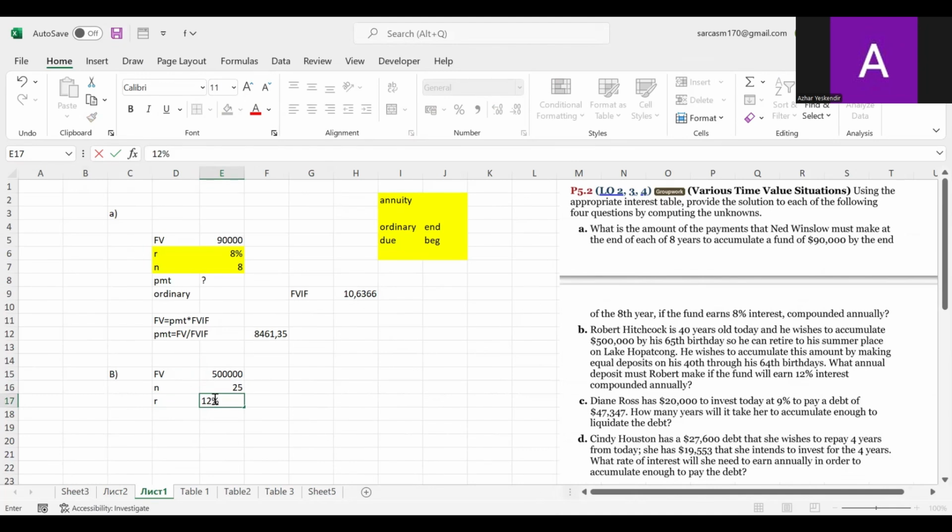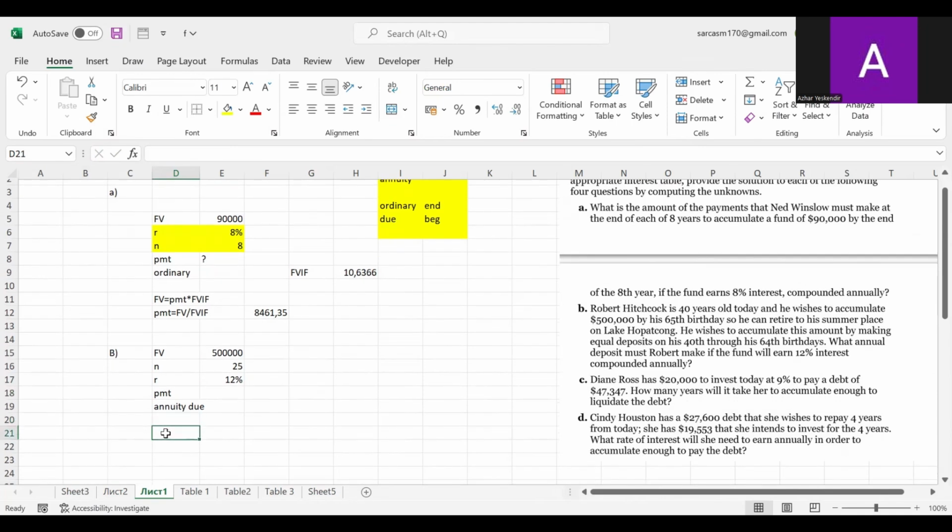All right. What do we need to find? We need to find, again, the payment. Payment is unknown. And we have an annuity due. Again, we're going to use the future value formula. Payment equals future value divided by the future value interest factor.